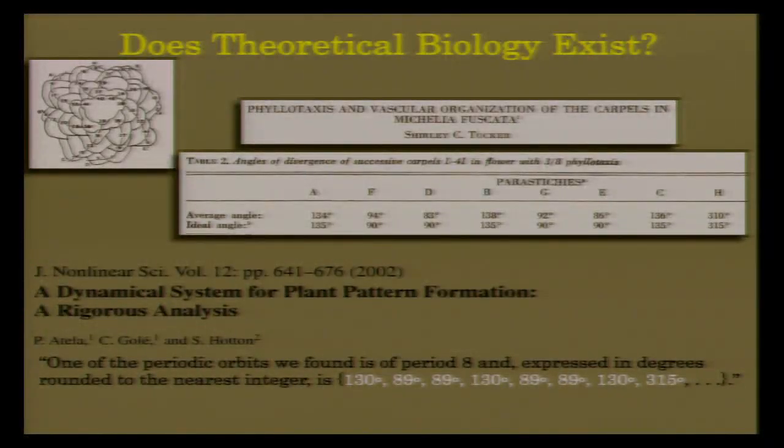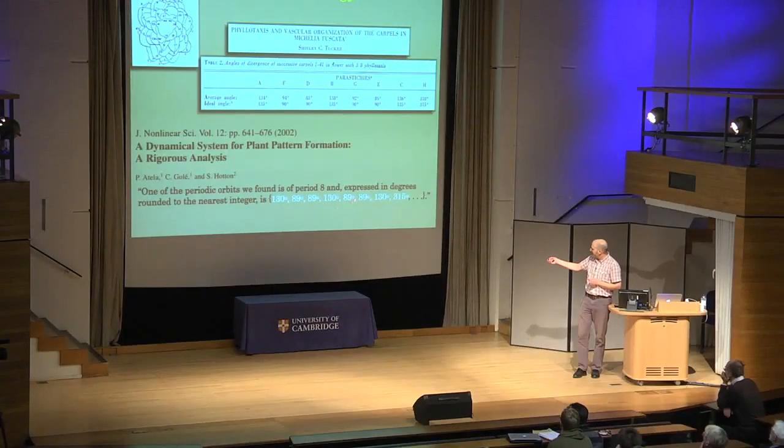And they show that this periodic sequence, in fact, reproduces patterns that biologists had observed, quite closely. So they have 130, 89, 89, 130, 89, 89, 130, 315. That's their periodic orbit. And the biologist Shirley Tucker had observed in some of these plants this sequence: 135, 90, 90, 135, 90, 90, 135, 315.